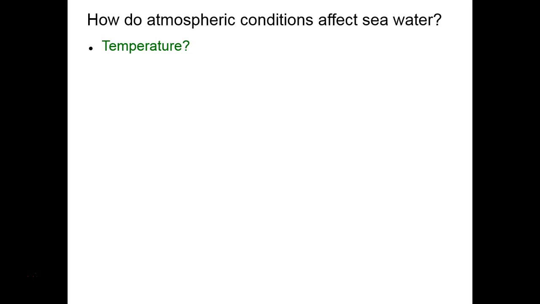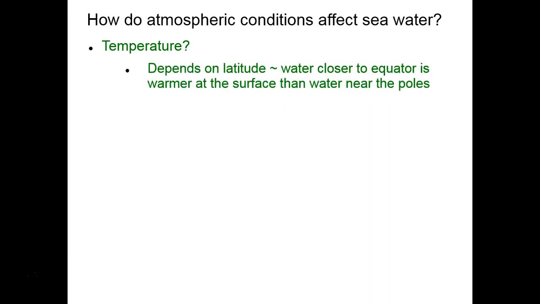Okay, so let's go over that again. How do atmospheric conditions affect seawater? How do the atmospheric conditions affect the temperature of the seawater? Well, it depends on the latitude. Remember that the sun is basically hitting the equator most directly and least directly towards the poles. And therefore the water at the equator is going to be warmer at the surface than the water near the poles will. As far as salinity goes, how will the atmospheric conditions affect salinity?